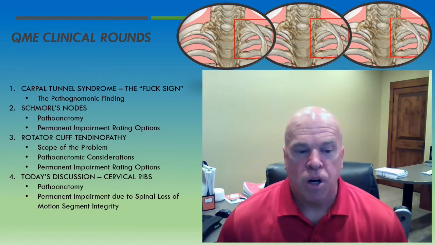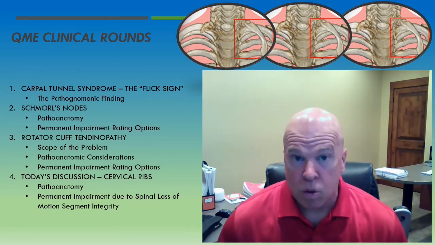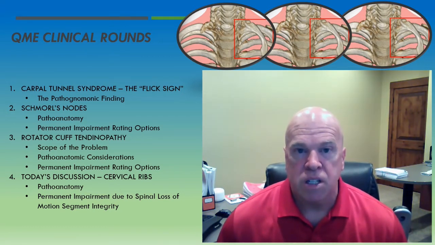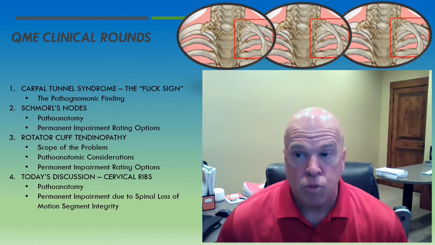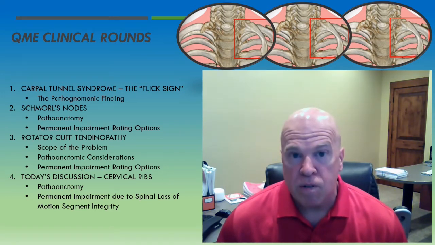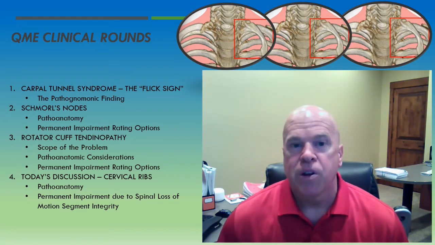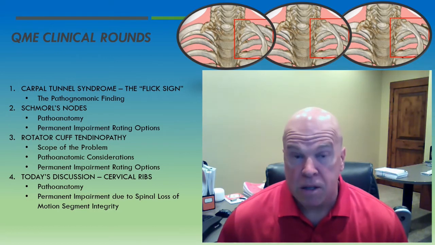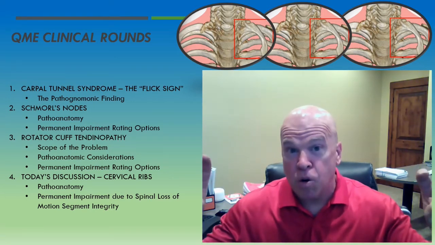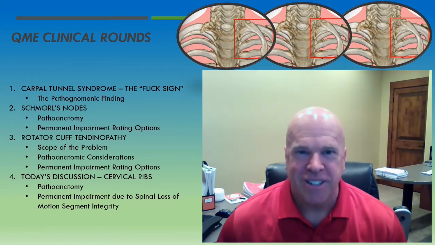So in today's discussion, we're going to review the pathoanatomy of cervical ribs, and then we're going to go through the actual analysis of motion segment integrity and see just exactly how this examinee suffered loss of cervical spine function as a result of injury, and the loss of function of the cervical spine was rated according to the DRE cervical category 4 for loss of spinal motion segment integrity. So with that as our introduction, let's get into today's discussion, which has to do with cervical ribs and the impact of cervical ribs on your permanent impairment ratings.